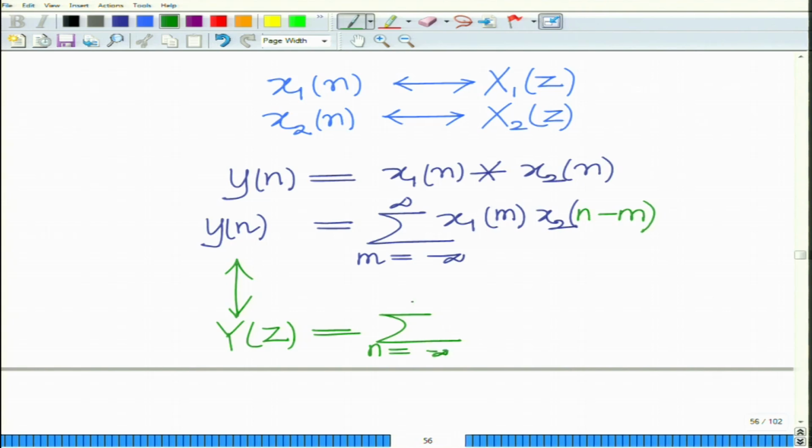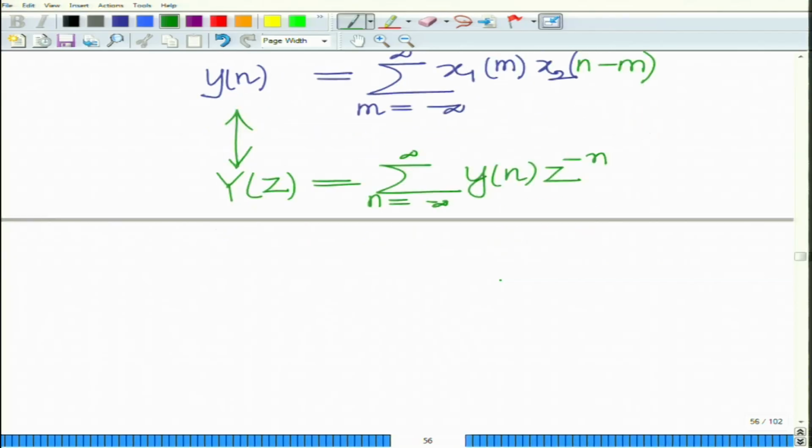Now, we have the Z transform of y n is y z, which is given as summation n equals minus infinity to infinity y n z raised to minus n. This is the Z transform of the sequence y n. We want to find out what is the Z transform of y n when y n is the convolution of two discrete time signals x1 n and x2 n. And therefore, now substitute the expression for y n from above.